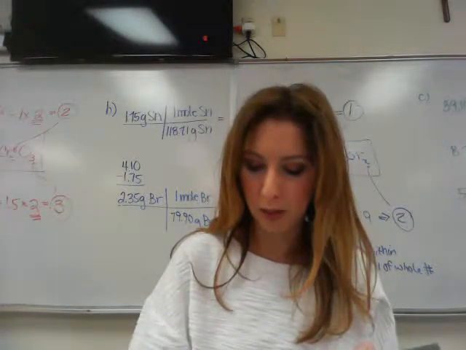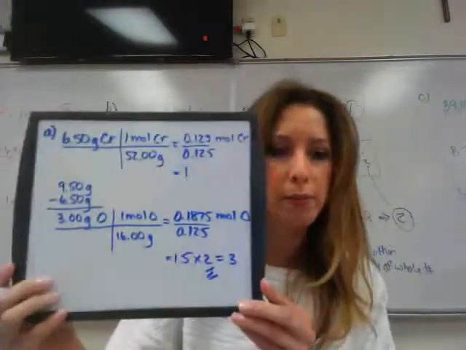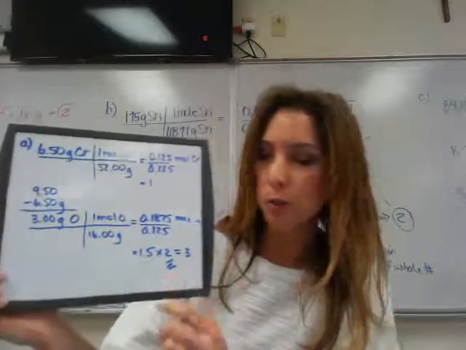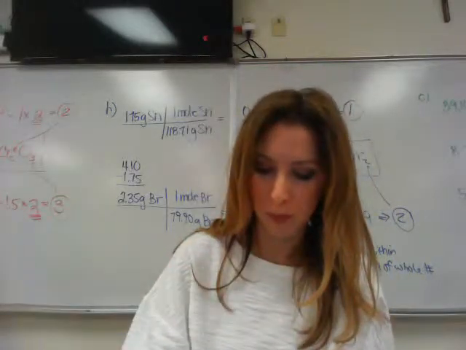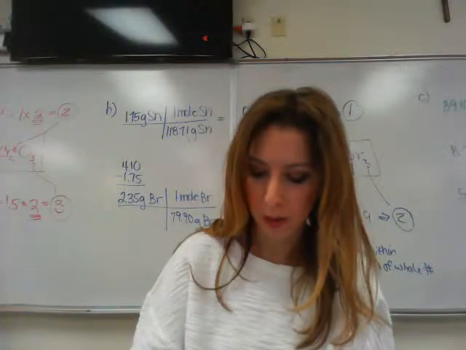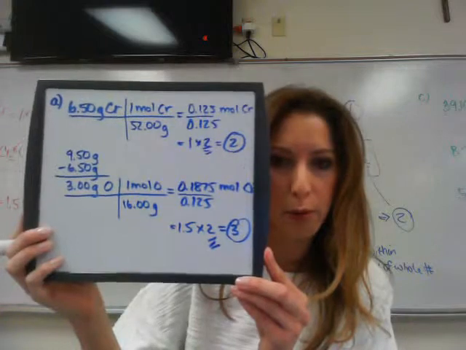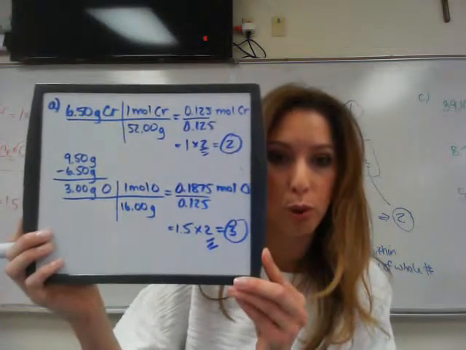Which will give me 3, okay? So since I multiplied this by 2, I have to multiply this by 2 as well. So 1 times 2 is going to give me 2. The numbers that I just circled are my subscripts for my empirical formula. So my empirical formula will be Cr2O3.